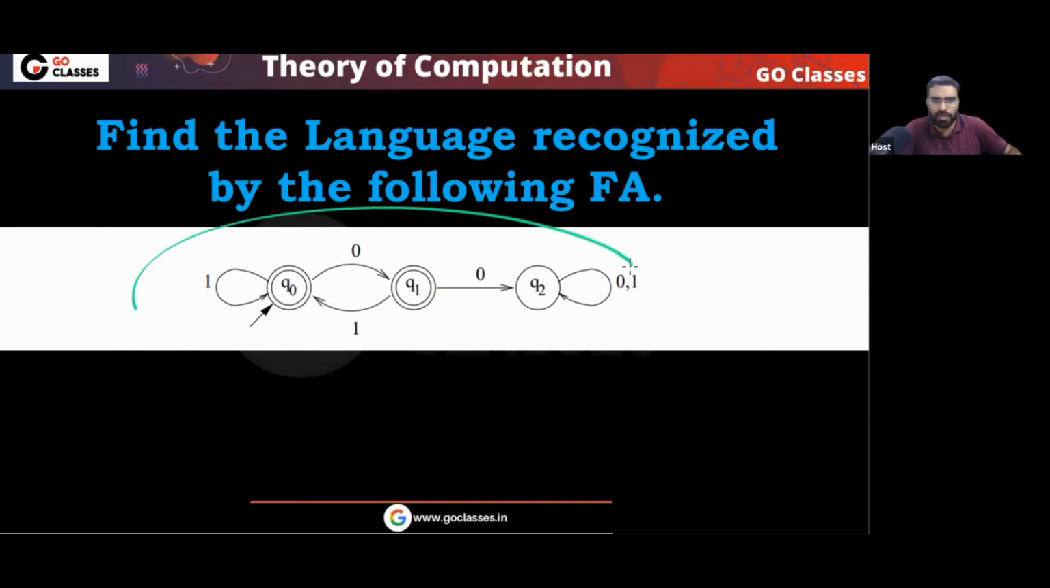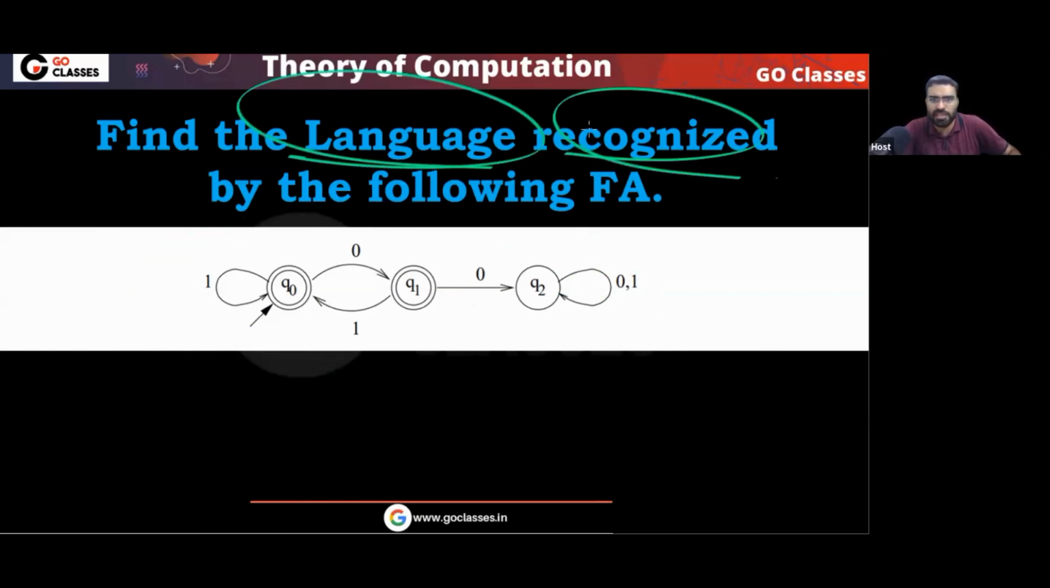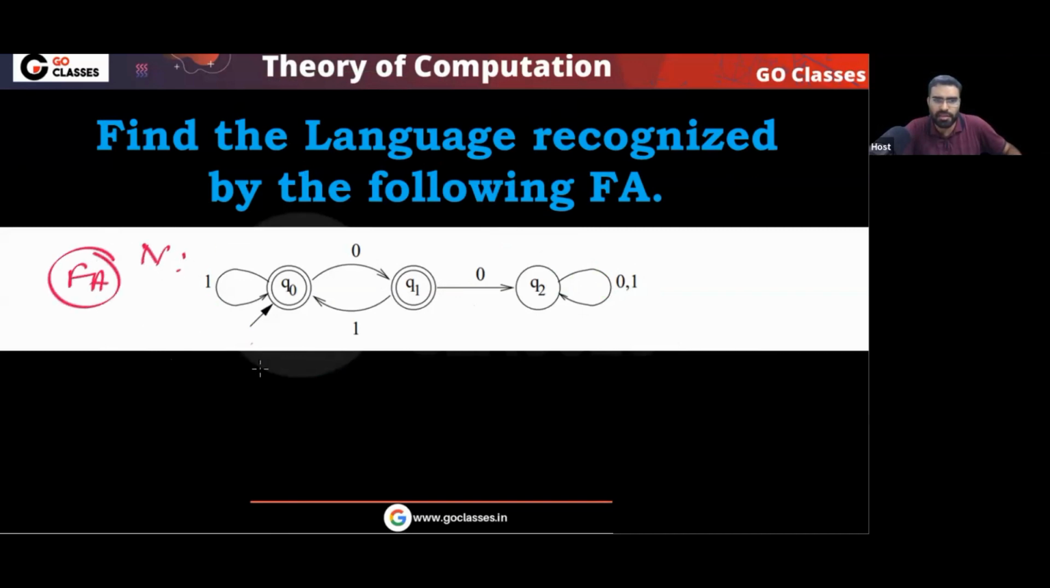So this finite automata is given to you, and the question is asking, what is the language recognized by this finite automata? Tell me, is this DFA or NFA? This finite automata that is given to you, let's call it N. What is this, DFA or NFA? So you can easily notice that this is a DFA. Automatically, this is NFA also. Yes or no? So you can see, this is DFA, alphabet is 0, 1.